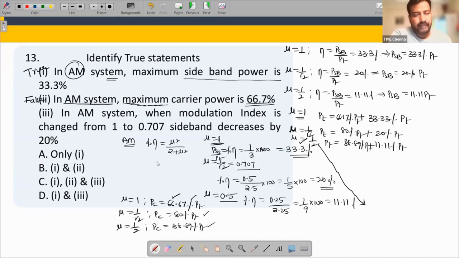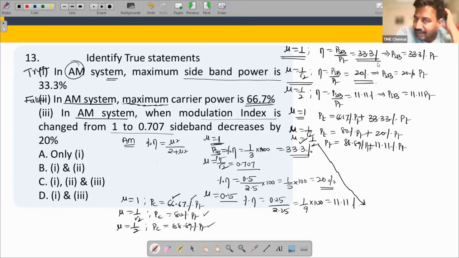Option A. Why option A? What about the third statement? In an AM system, when the modulation index is changed from 1 to 0.707, sideband power decreases from 33.3% to 20%. That's correct only, no? Why is it wrong? It increases. Why does it increase? Sideband power, no?